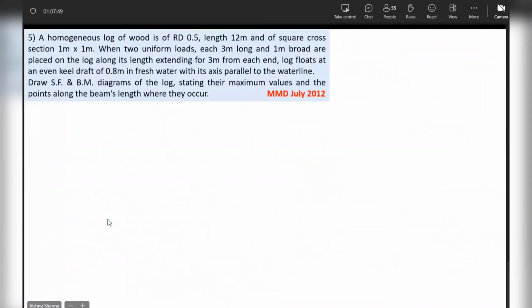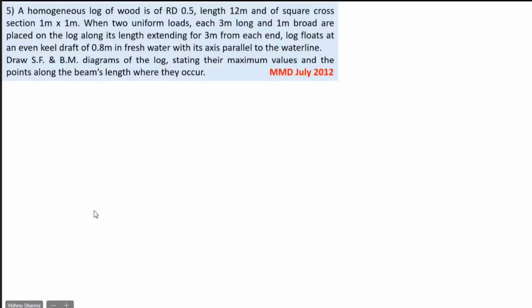Okay. Read this. A homogeneous log of wood of RD 0.5, 12 meters in length and square cross section, 1 meter square cross section. Two uniform loads, 3 meters long and 1 meter broad, are placed on the log along its length, extending from 3 meters from each end. The log then floats at even keel draft of 0.8 in fresh water with its axis parallel to the water line. Draw the SFBM diagram of the logs stating their maximum value and the points along the beam where they occur.